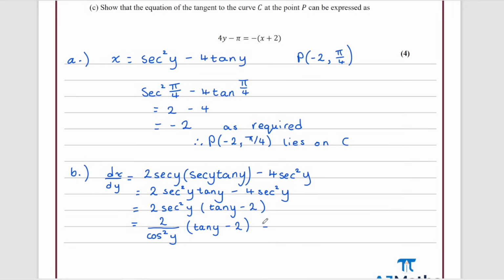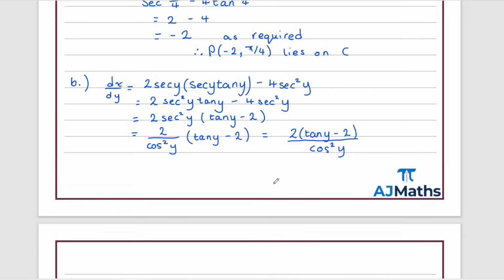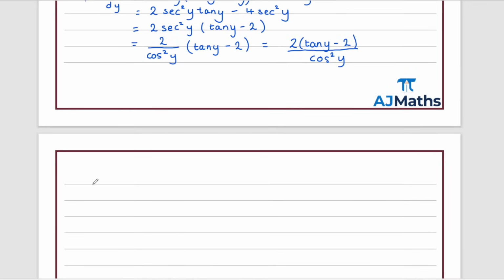So what I get then is 2 lots of tan y minus 2 lots of 2, like so. And that is over cos squared y. Okay. And we're nearly there now. I can expand this bracket with the term on the outside. We'll do that on the next page. We get 2 tan y minus 4 all over cos squared y.